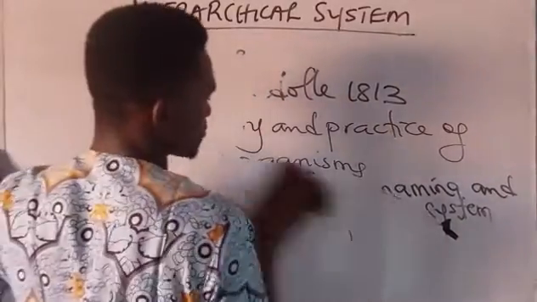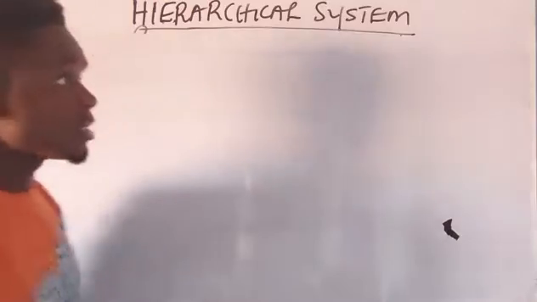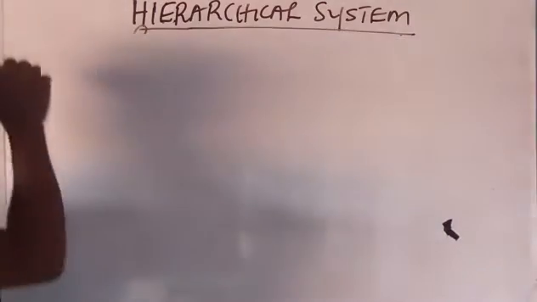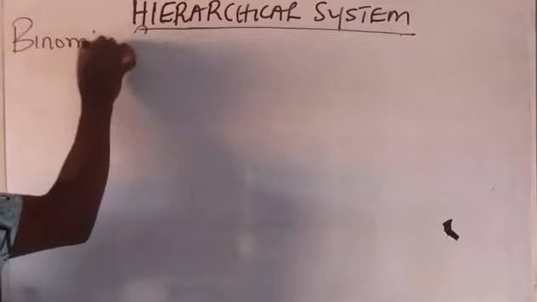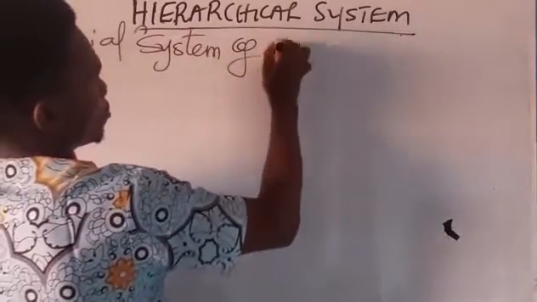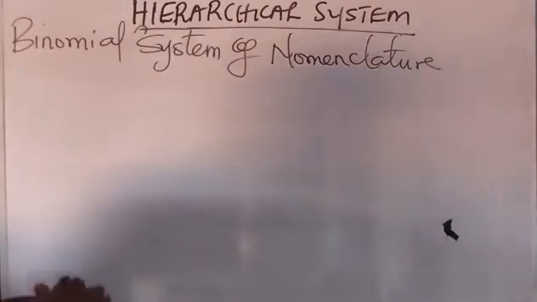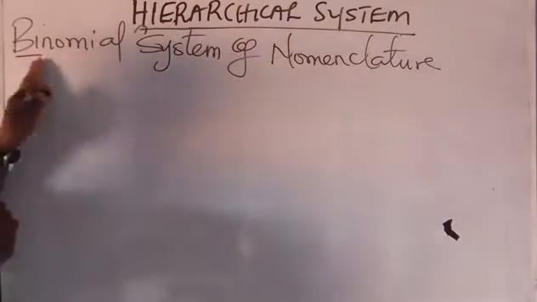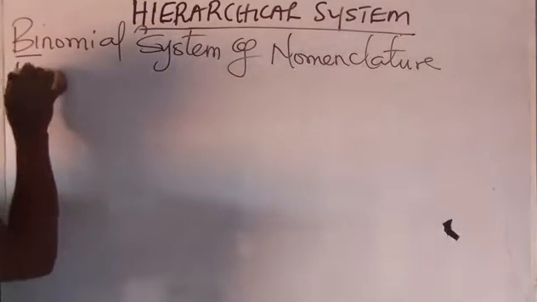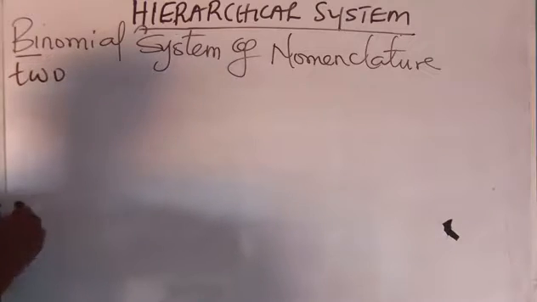Before organisms are classified into different groups, maybe into different kingdoms or phyla, there are certain characters scientists look out for in order to classify different organisms. There is what we call the binomial system of nomenclature. The word "bi" means two. The binomial system of nomenclature is the systematic way of giving two names to an organism.